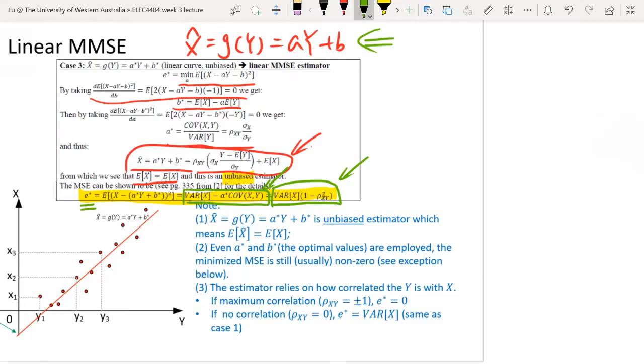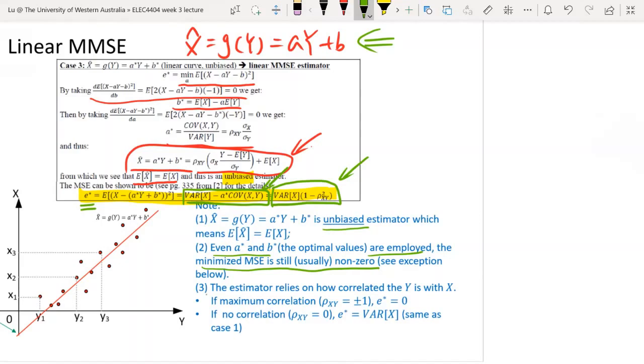For the bottom summary regarding this X equals aY plus b estimator, first of all, this estimator is an unbiased estimator. Second, even when a star and b star, the optimal values, are employed, the minimized mean square error is still non-zero. That means our estimation will not be 100% correct. We still have a small difference.